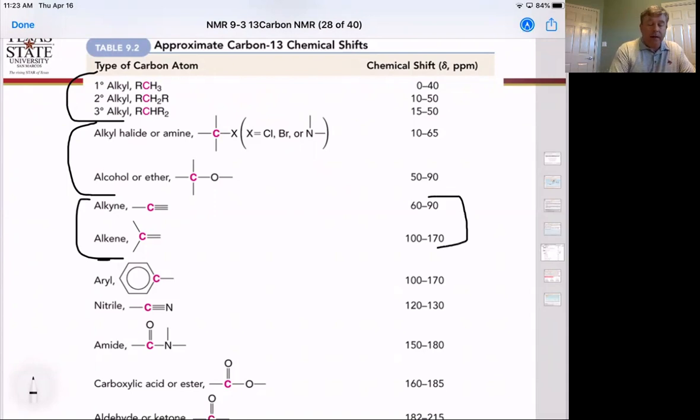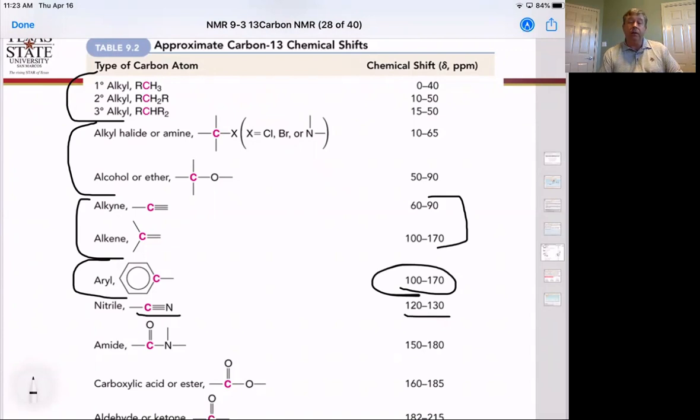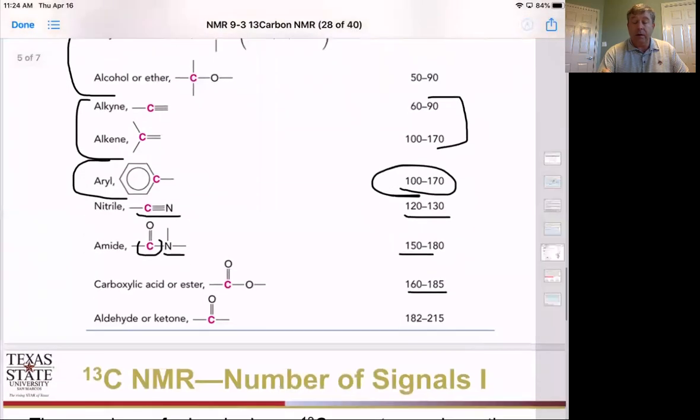Aromatic rings, because we have those conjugated double bonds, typically lie in the 100 to 170 range, just like the other double bonds. Having a triple bond with an electronegative atom gives us a range of approximately 120 to 130. Having a carbonyl with an electron donating group, like an ester, or a nitrogen here for an amide, we get in the 150 to 185 range. Now, if we have a carbonyl with no electron donating group on it at all, like an aldehyde or a ketone, those are our highest shifts, between 180 and 220 ppm.